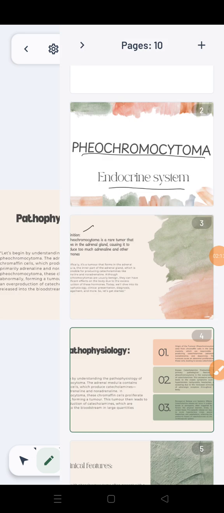So we move forward and now we'll discuss the pathophysiology of pheochromocytoma. The disease is also called the 10% tumor, and it's 10% bilateral. It is related to the number 10. So let's begin by understanding the pathophysiology of pheochromocytoma. The adrenal medulla contains chromaffin cells which produce catecholamines, primarily adrenaline and noradrenaline.